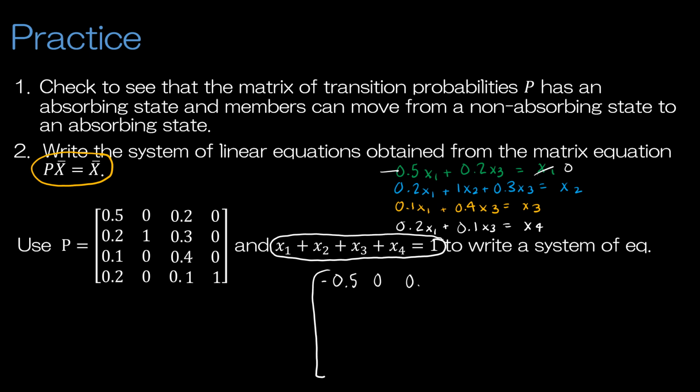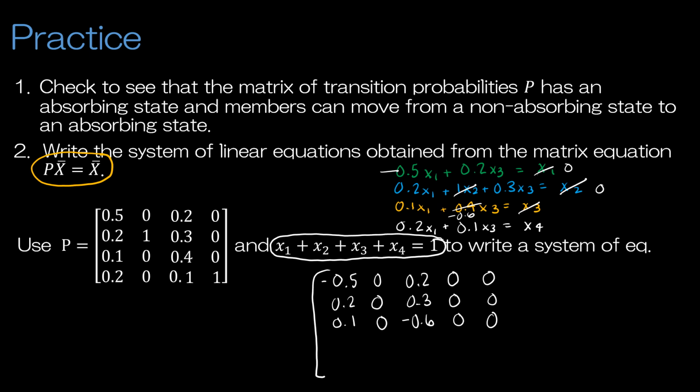0x2, 0.2x3, 0x4 is equal to 0. The next line, I'm going to subtract x2 from each side. In this case, it cancels out completely. So that gives me 0.2x1, 0x2, 0.3x3, 0x4 is equal to 0. Now I'm going to subtract x3 from each side. That's going to give me negative 0.6 instead. So I have 0.1x1, 0x2, negative 0.6x3, 0x4 is equal to 0.